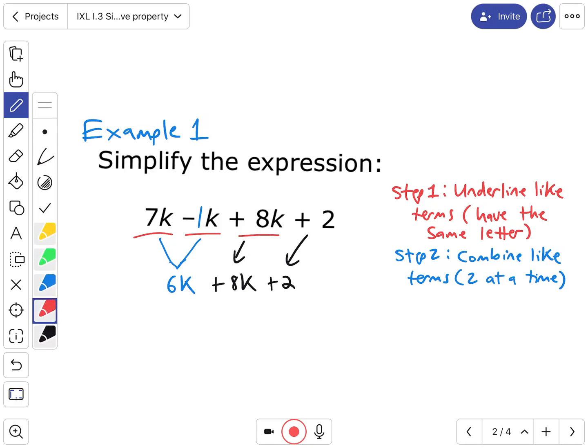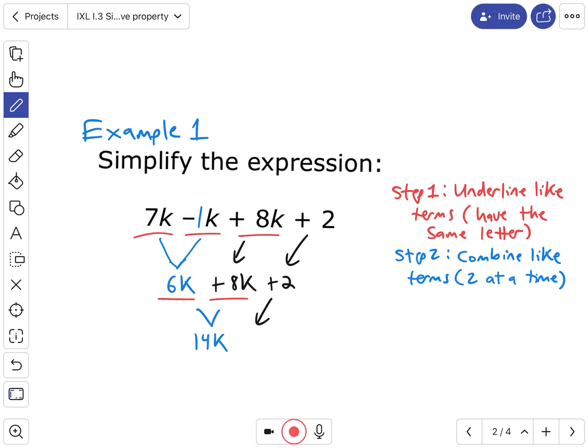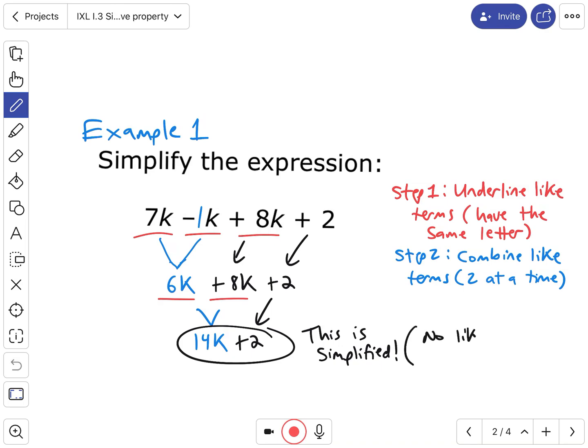Okay, so we're going to start again with underline the like terms, and we're going to go ahead and combine those two. So that's going to be 14k, and we're going to bring this down, and that's it. We're done. So this is simplified. And how do we know that? Well, because there's no more like terms.